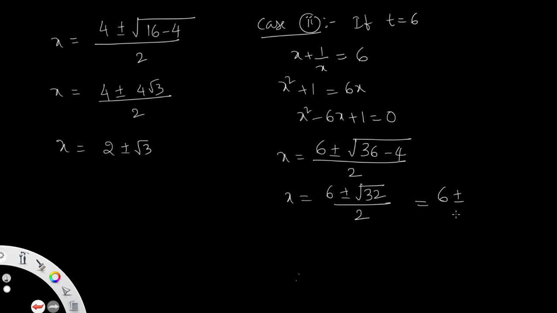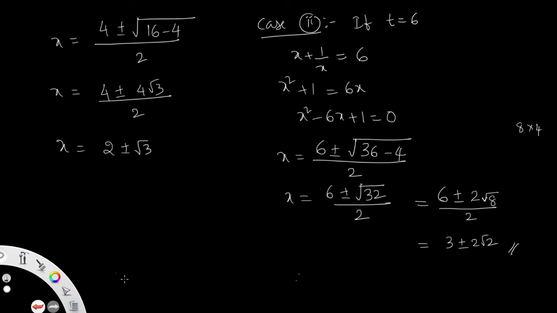So 8 fours are 32, which becomes 4 root 2. So root 32 is 4 root 2, divided by 2, that is 2 root 2. So 6 by 2 is 3, common, plus or minus 2 root 2.